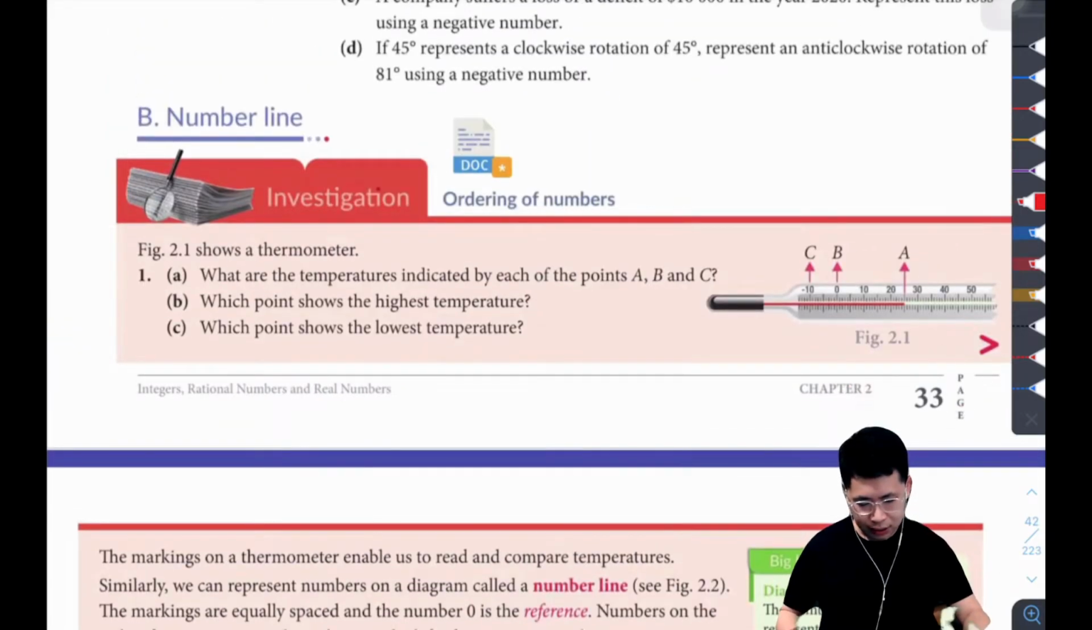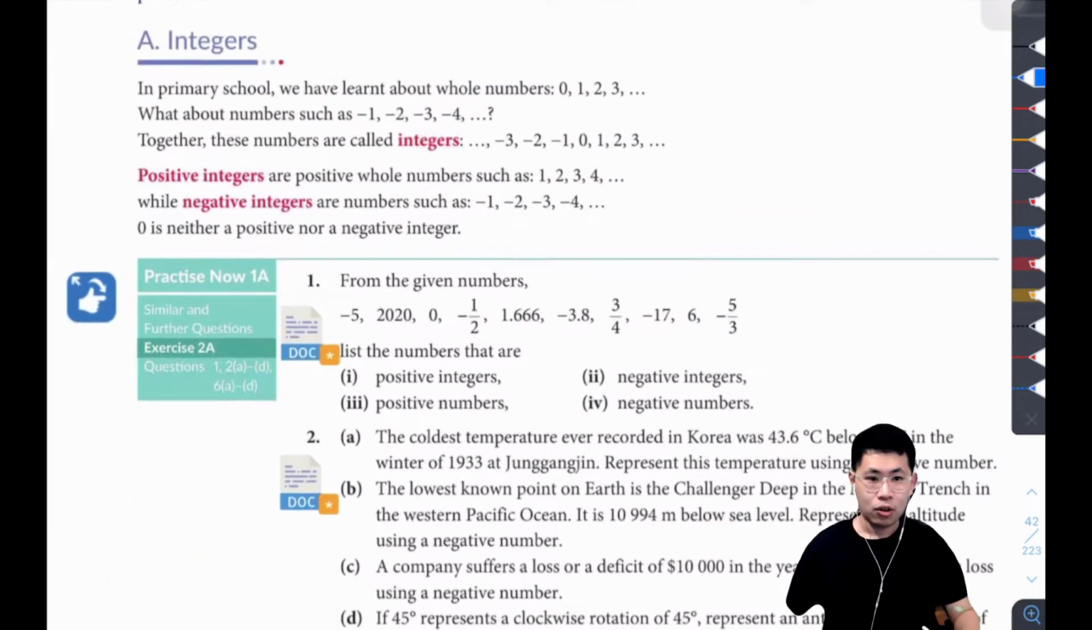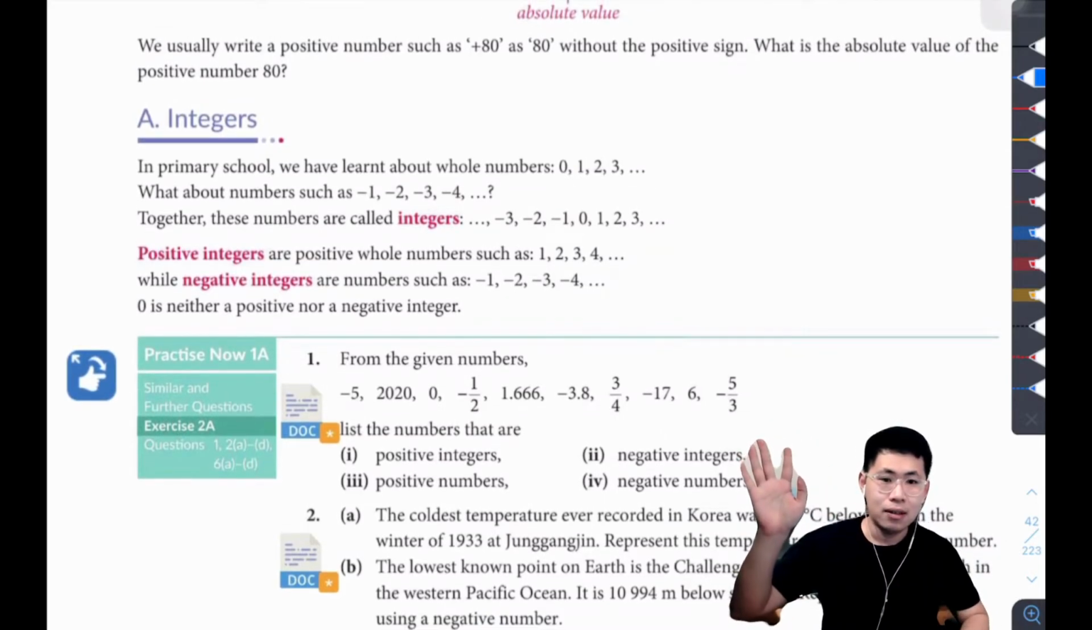At page 33 over here, I'm going to look at practice now 1A. Okay, this part. Right, we are over here. Alright, so from the given numbers over here, we have question 1, yeah? Question 1, we have a list of numbers up here.